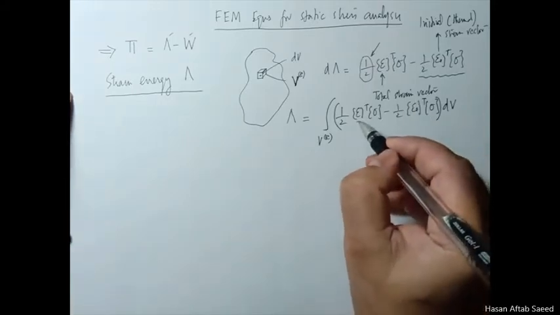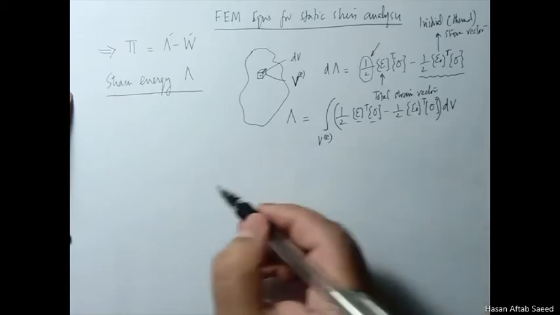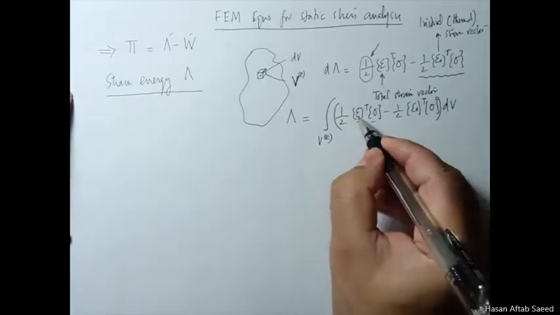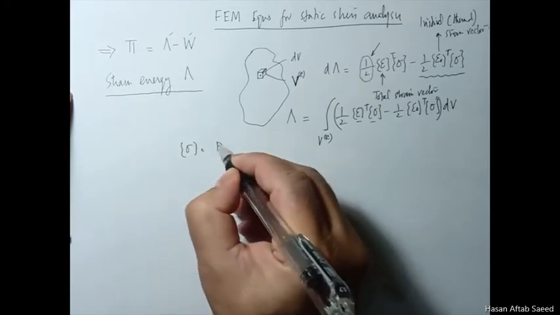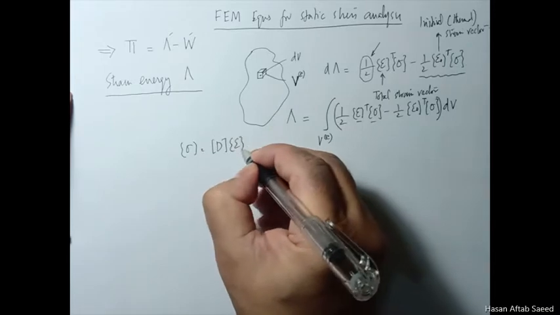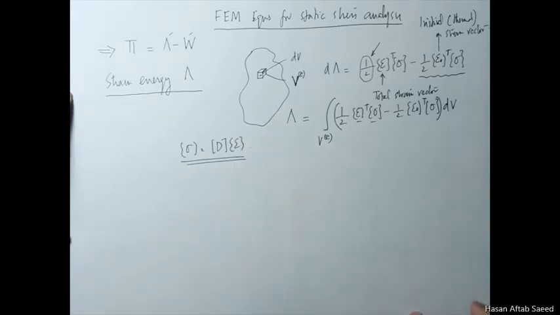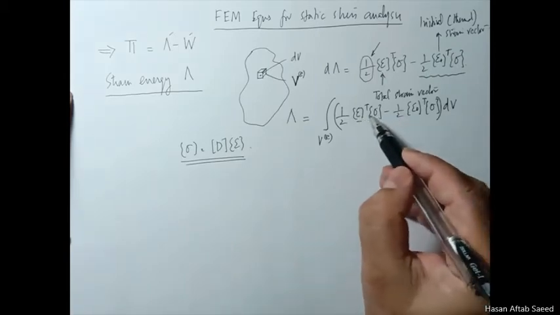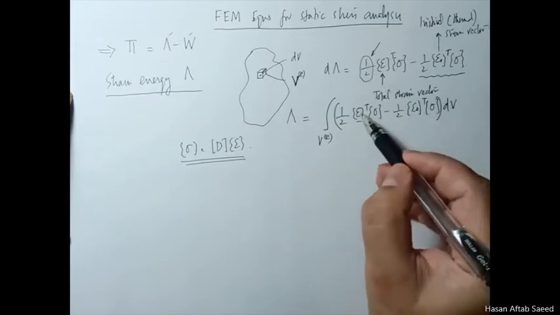Now we have two variables, epsilon and sigma, but we also know that there is a relationship that relates these two. We know that sigma equals D epsilon. This is the constitutive equation, also called Hooke's law. So we can get rid of one of these variables to get one variable, because both are interrelated.